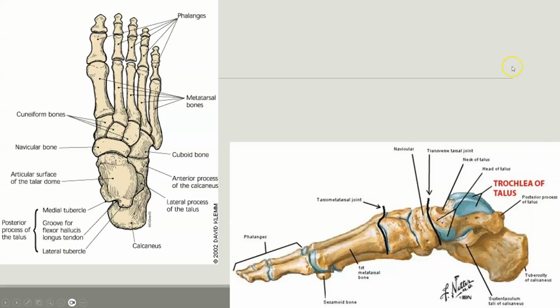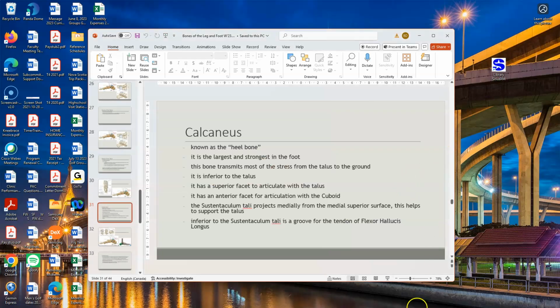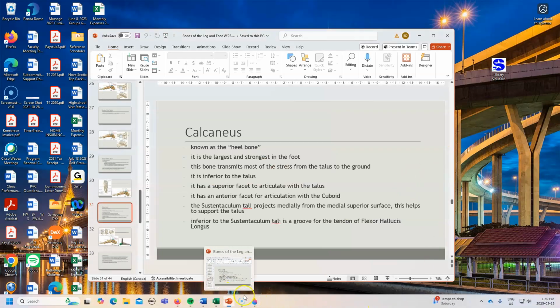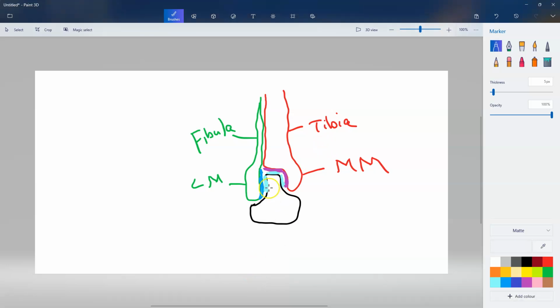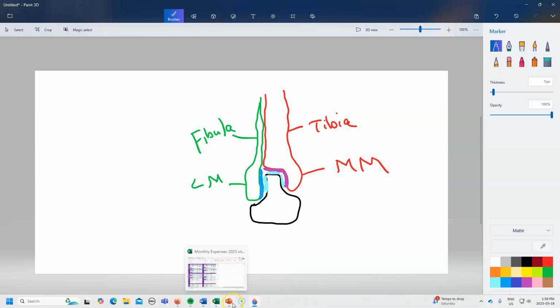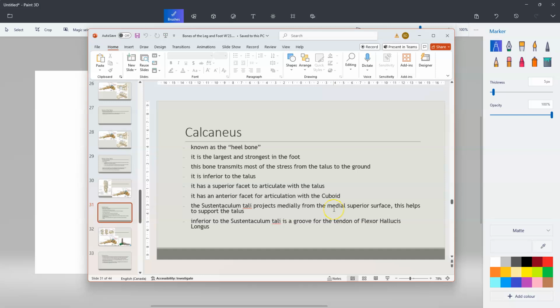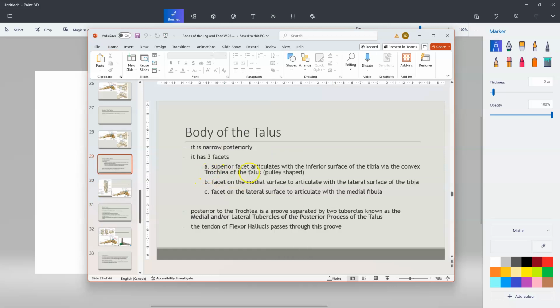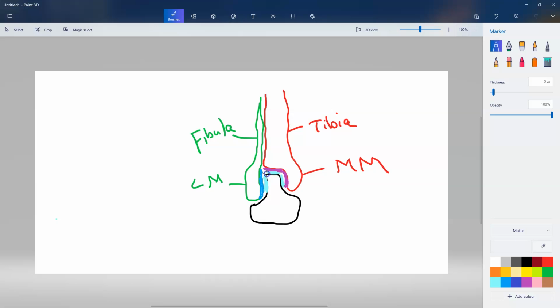So again, if we go back to the drawing here, we can see our 3 parts here. I will say here that we've got the superior facet articulates with the inferior surface of the tibia via the convex trochlea. So this up here on the top would represent the trochlea. And then, of course, you have one part of it that articulates with the lateral aspect of the medial malleolus, and the other part that articulates with the medial aspect of the lateral malleolus.